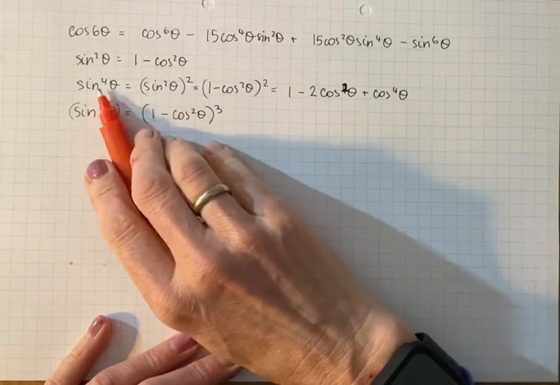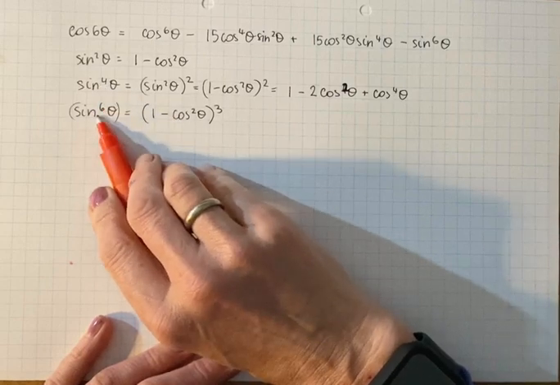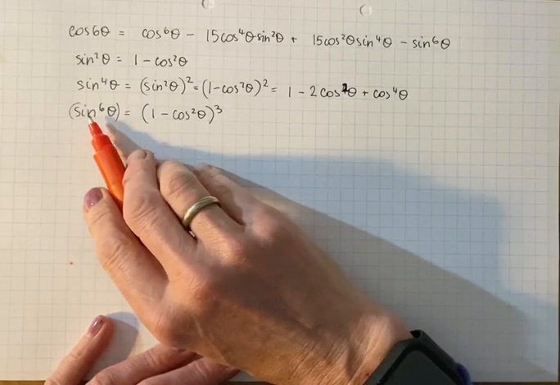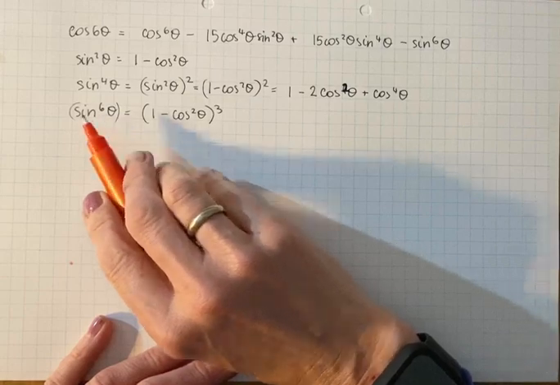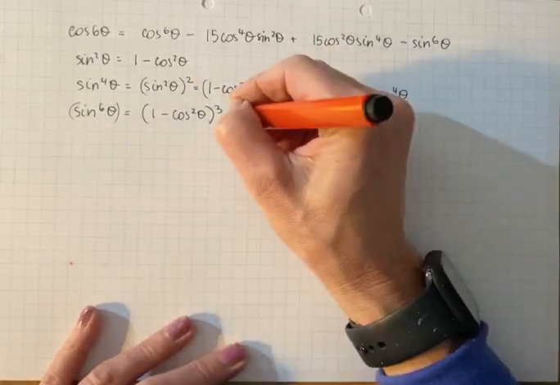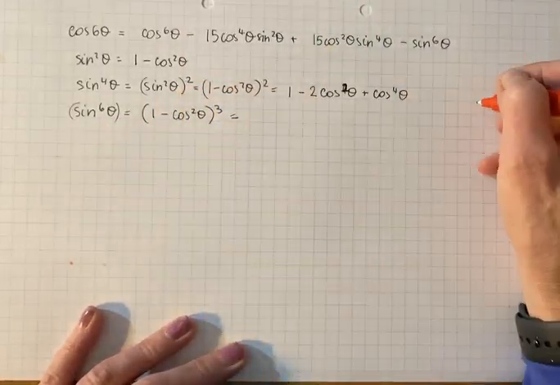What you must not do, the common mistake, is for people to write it as 1 minus cos to the power of 4 theta, or 1 minus cos to the power of 6 theta. That's clearly incorrect. Okay, so here I'm going to use a quick binomial expansion.